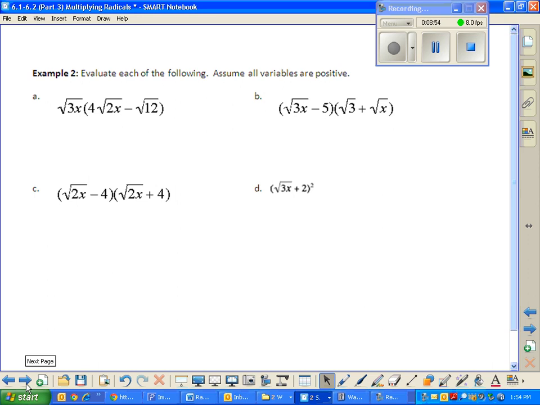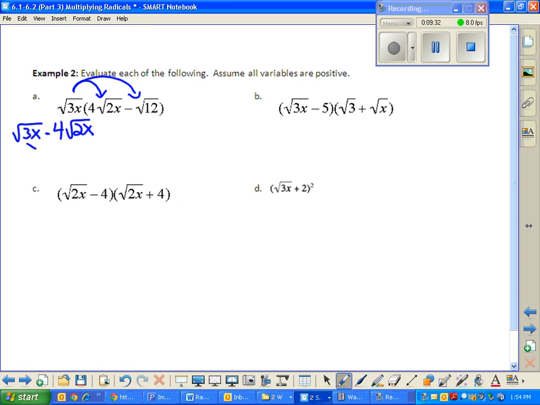All right, so in example 2, we are asked to evaluate each of the following, and we are allowed to assume all variables are positive. If I have time, I'll show you why that phrase keeps popping up. Once again, what is your immediate impulse with regard to taking care of part A? Distributive property. So we're going to distribute: the square root of 3x times 4 square roots of 2x.